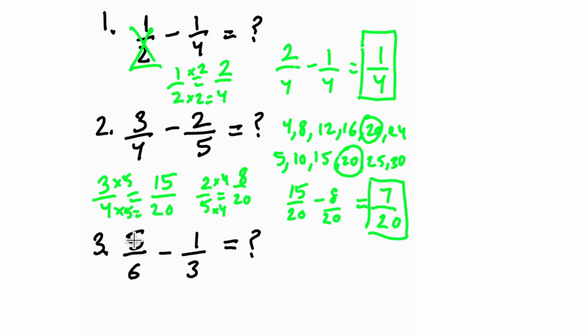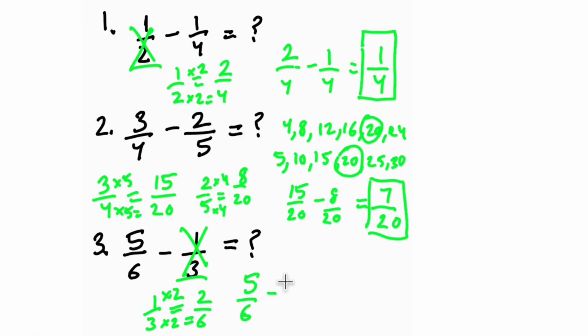Last question. 5/6 minus 1/3. Well, 1/3, what do we do? Make it a denominator of 6. So 1/3, 3 times 2 is equal to 6. 1 times 2 is equal to 2. So 1/3 is equal to 2/6. Remove this and replace 1/3 with 2/6.